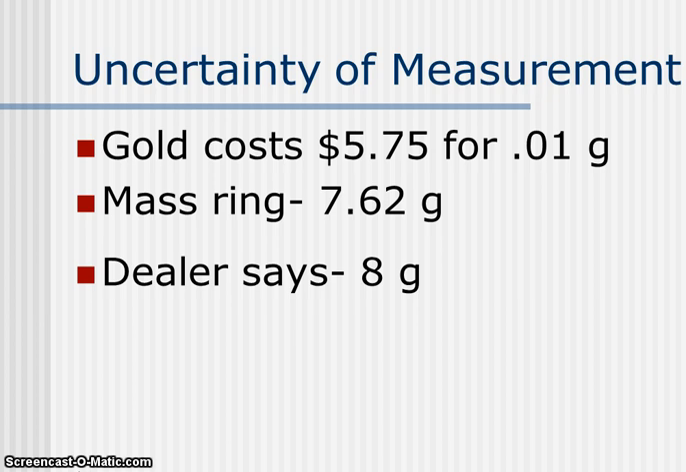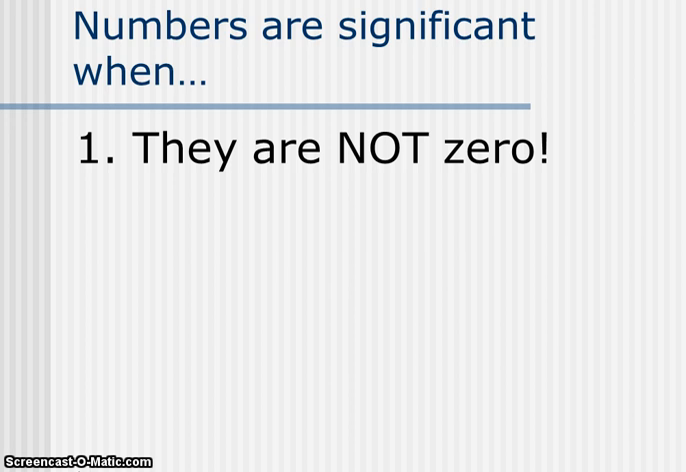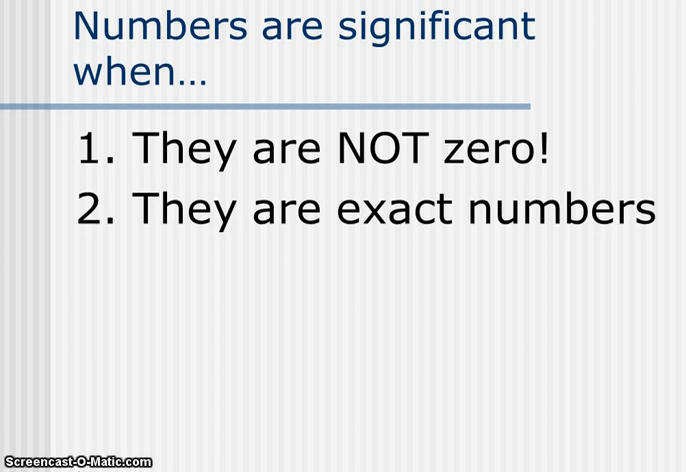Well, the problem is that you're going to end up paying a lot more money for that particular ring, because by dropping off these 2 digits and rounding up, you're losing what we call significant digits. So let's talk about when digits are considered to be significant. If a digit is not a 0 value, it's considered to be a significant digit. If numbers are exact numbers or counting numbers, they're considered to be significant digits.